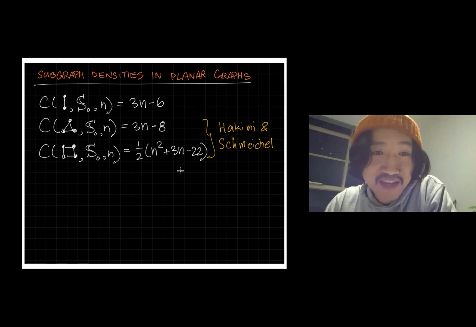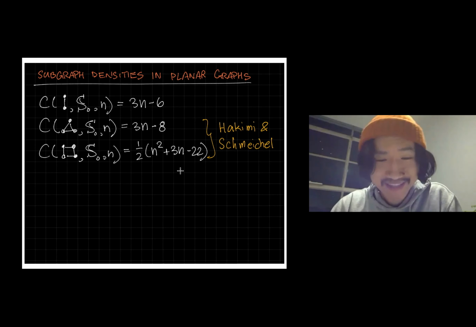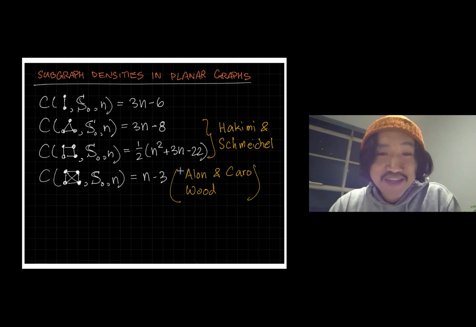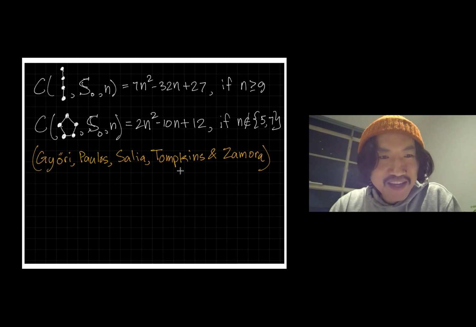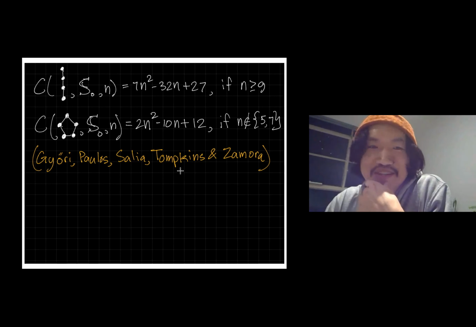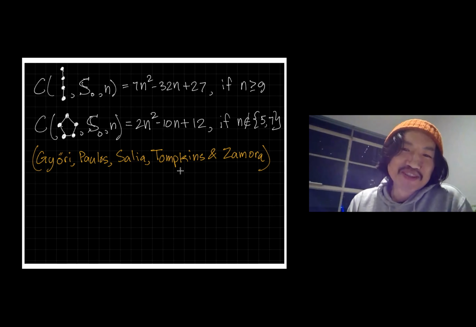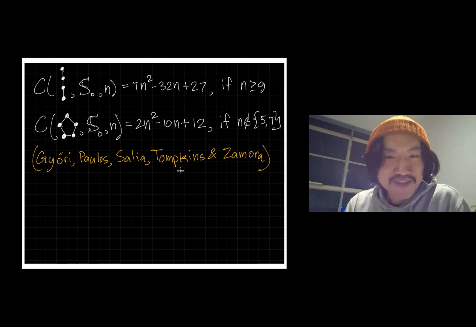The answer is also known exactly for the triangle and the four-cycle. So it's those numbers: 3n minus 8, and one half n squared plus 3n minus 22. The answer is also known exactly if you want to count copies of K4. And it's also known exactly for the path on four vertices and the five-cycle. So all these results are exact. What we want to do is to get a theorem that includes all of these results. But some of these things are pretty subtle theorems.